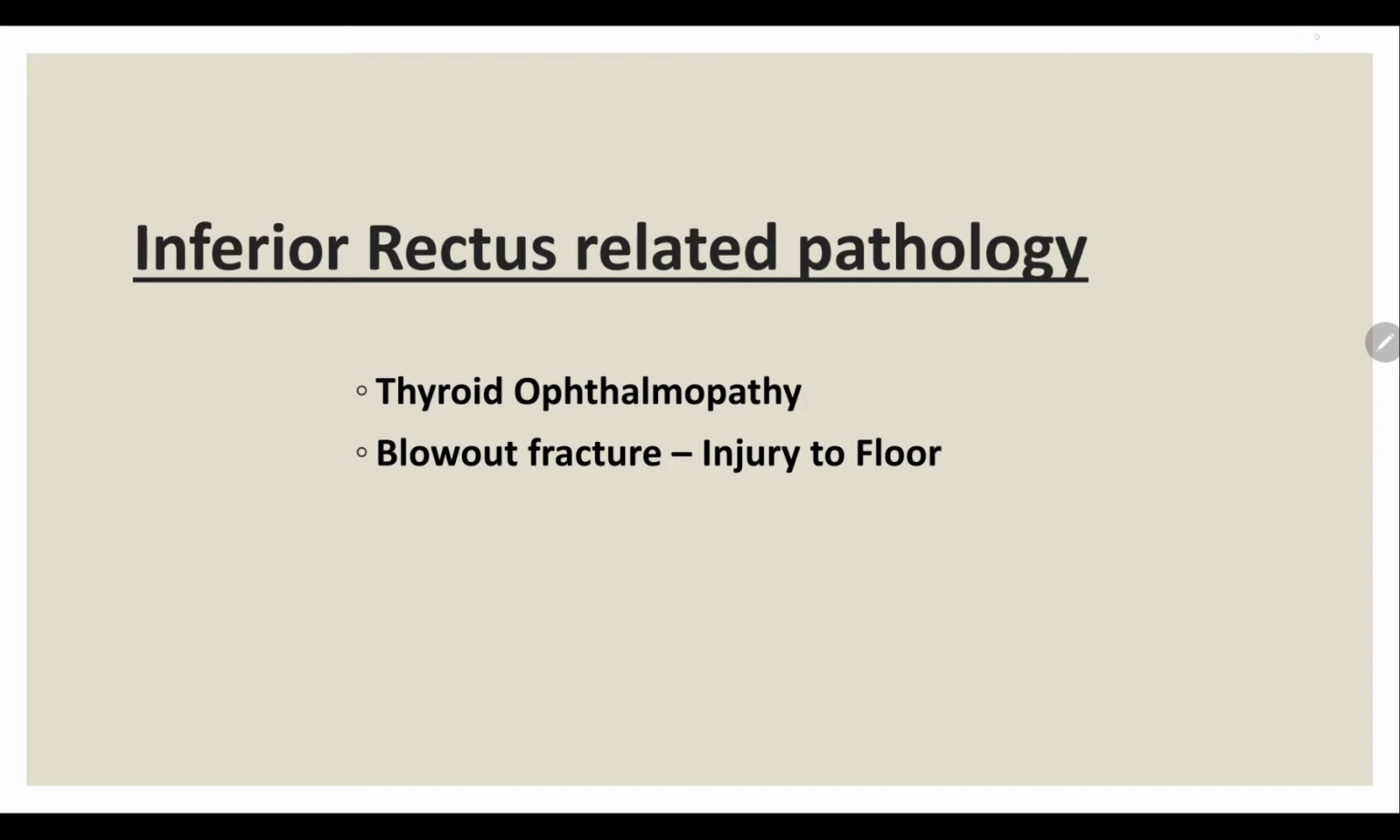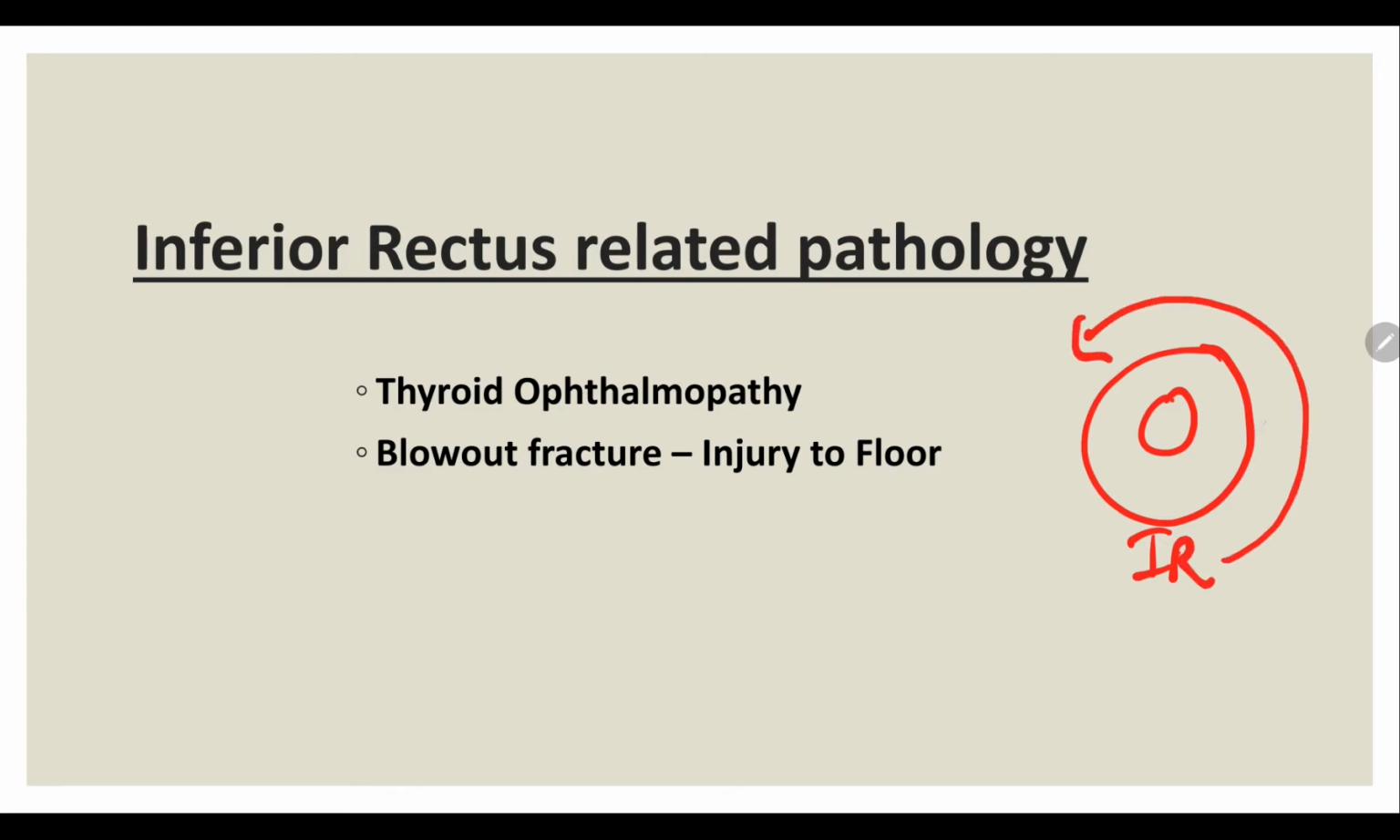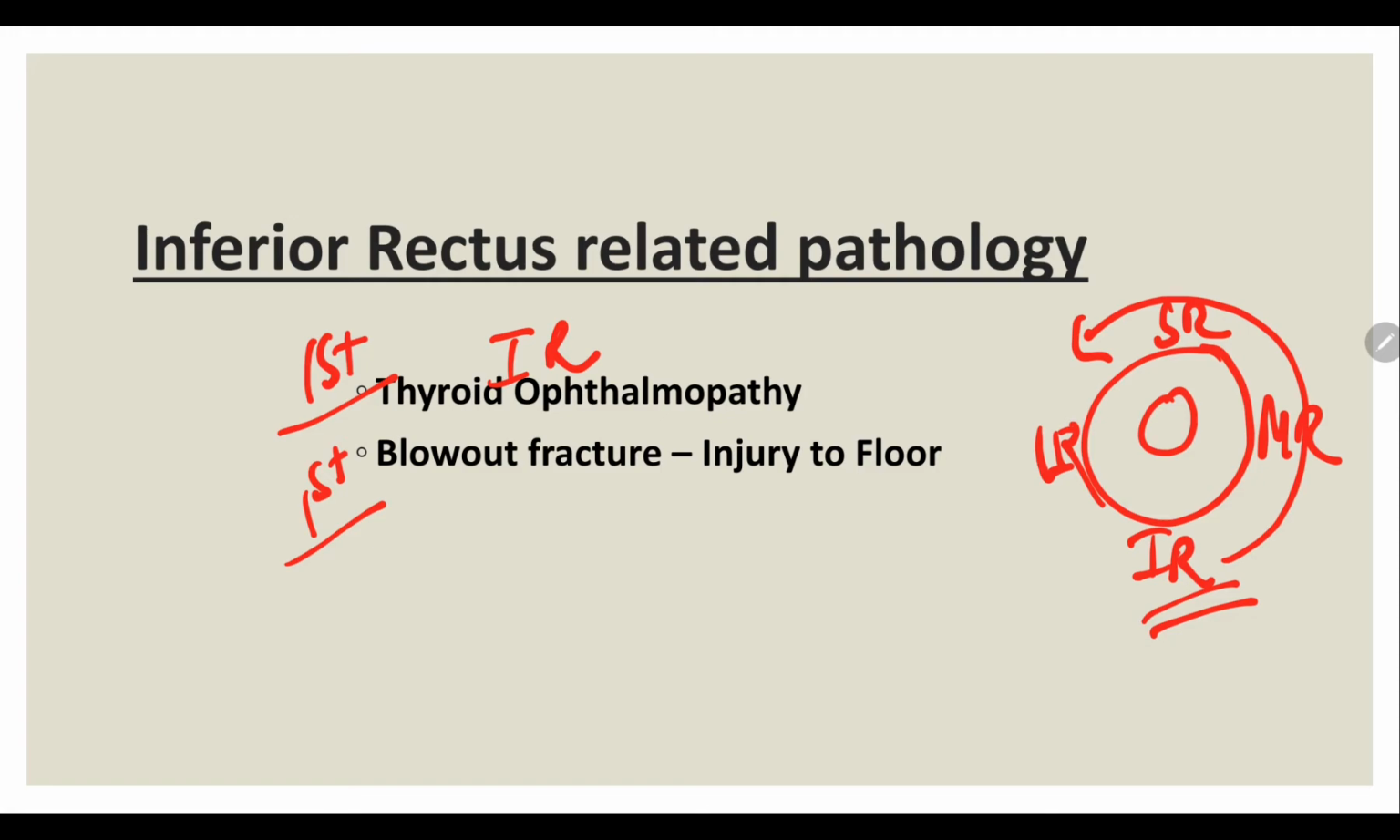Next on the list is inferior rectus. In thyroid ophthalmopathy, the first muscle affected is inferior rectus. It goes this way: medial rectus, superior rectus, and lateral rectus. Therefore, the first muscle getting entrapped in thyroid ophthalmopathy is inferior rectus, and also the first commonly affected muscle in blowout fracture, because we know the blowout fracture commonly affects the floor. The muscle associated with the floor directly is the inferior rectus, so there will be entrapment of the inferior rectus muscle in the floor, thereby causing decreased extraocular motility.